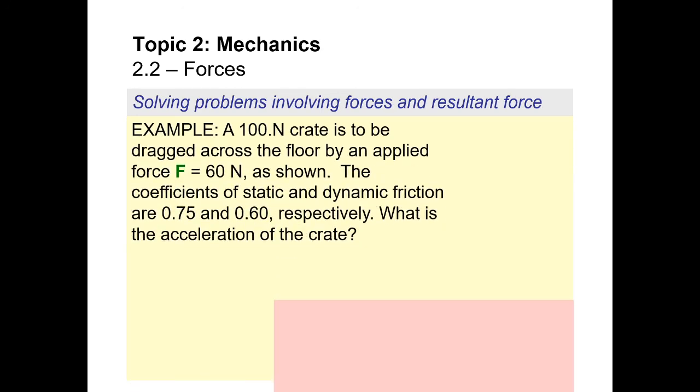Okay, here we go. Next, a 100 Newton crate is to be dragged across the floor by an applied force F equals 60 newtons as shown. The coefficients of static and dynamic friction are 0.75 and 0.60 respectively. What is the acceleration of the crate?